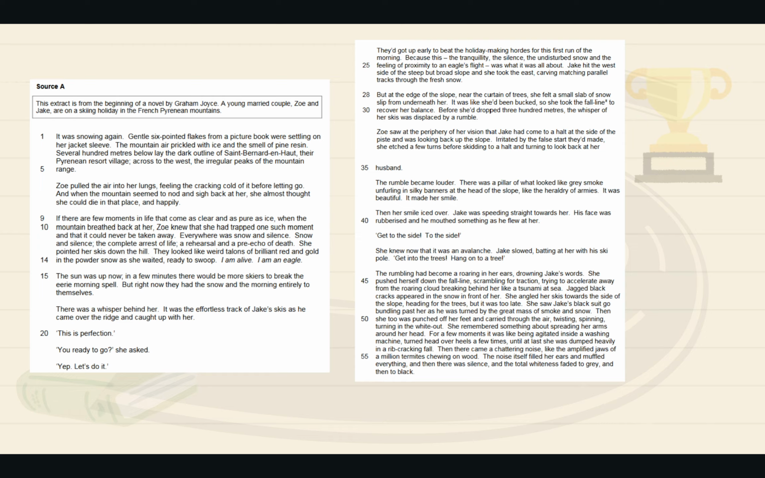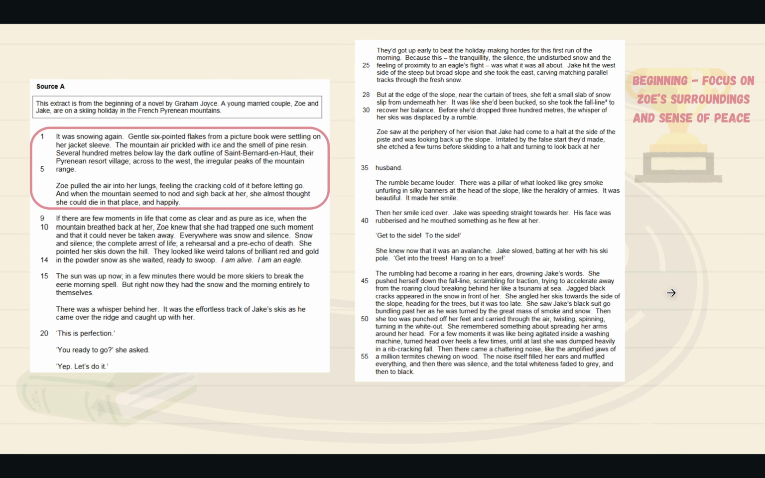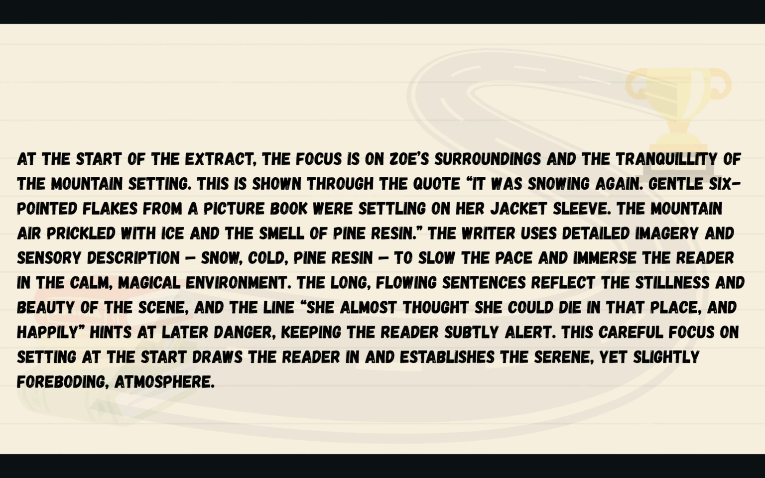I want you to pause the video now, have a go at breaking down this extract into beginning, middle and end, and writing down what the focus is on in each section. And when you're ready, press play so we can have a go at this together. Right, let's have a look at where I separated this text then. So I put this pink part as the beginning of the text, and I said the focus was on Zoe's surroundings and her sense of peace.